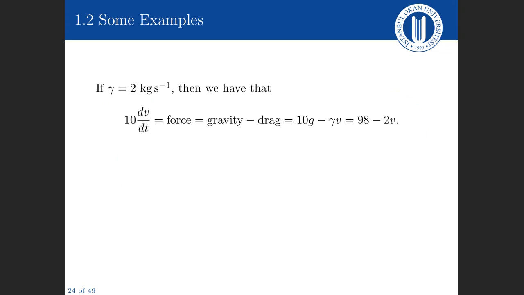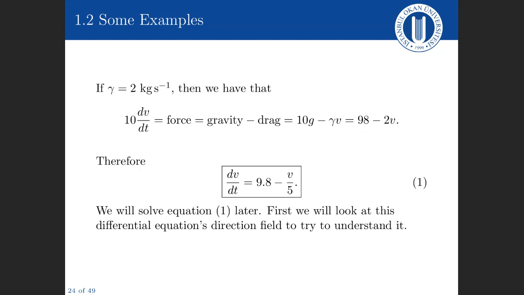We put these numbers into the equation we had before. Mass times acceleration is equal to force, which is gravity minus drag, or 10g minus gamma v. And using these numbers, that's 98 minus 2v. Divide by 10, we get the differential equation dv/dt is equal to 9.8 minus v over 5. I'm going to be calling this equation 1. This is 98, it's 10 multiplied by 9.8. This one is 9.8. We're going to solve equation 1 later today.